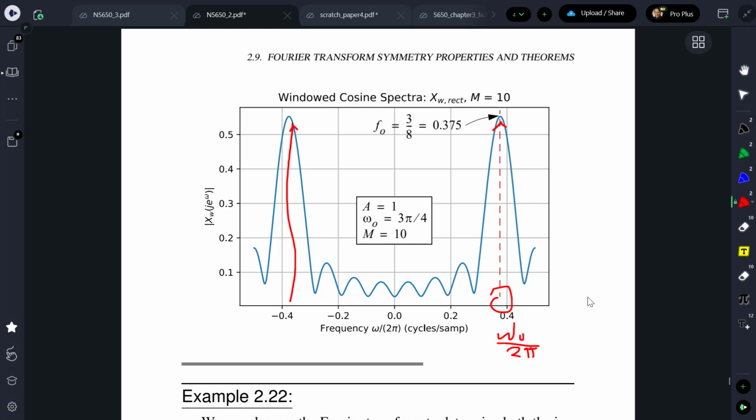Now, if you want it to look more like a delta function, we'd have to increase M, and I'll do that here in a moment. But 10 is pretty tiny. One of the things you're supposed to notice immediately is that these are the side lobes, and this is the peak. And when we go into dB levels, those side lobes are pretty high.